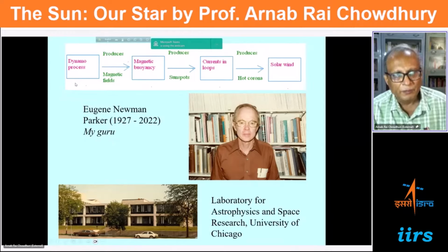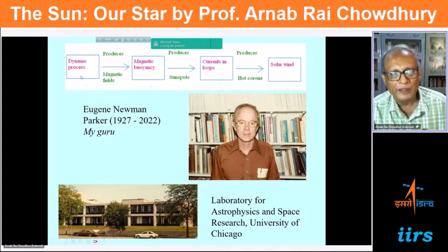So firstly, to begin with, you have the dynamo process, which produces magnetic fields in the sun. And then due to magnetic buoyancy, the magnetic fields rise to the surface and produce sunspots. And above the sunspots, you have these currents in the loops, which produce the hot corona. And this hot corona drives the solar wind. And one unique feature of this field was that it was one individual, Professor Eugene Newman Parker, who essentially discovered all the crucial links in this chain of causes and effects.